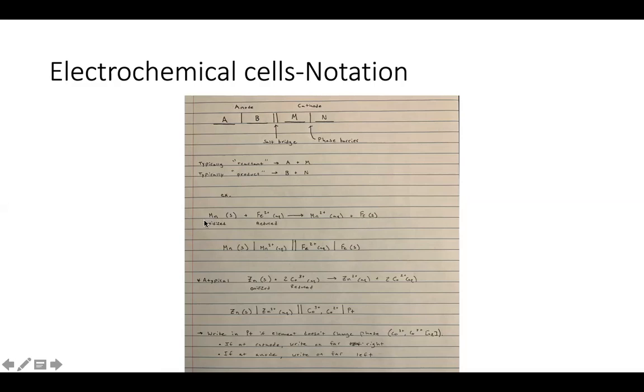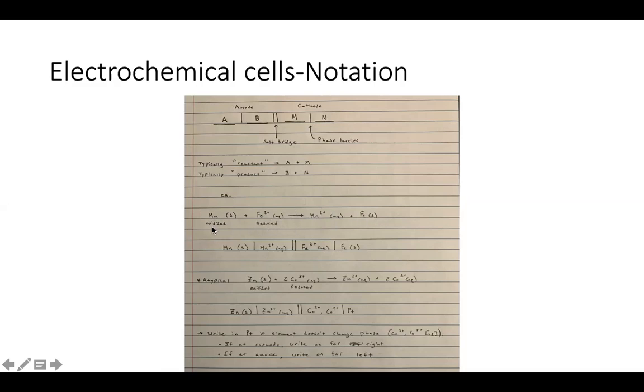Let's look at the example where manganese solid reacts with iron 2 plus in the aqueous phase to produce manganese 2 plus and iron solid. Looking at these individually, manganese has an oxidation state of 0 originally, and then it goes to positive 2 on the product side. So this tells me that manganese is oxidized. Iron goes from oxidation state of positive 2 down to 0. That indicates to me that it's reduced.